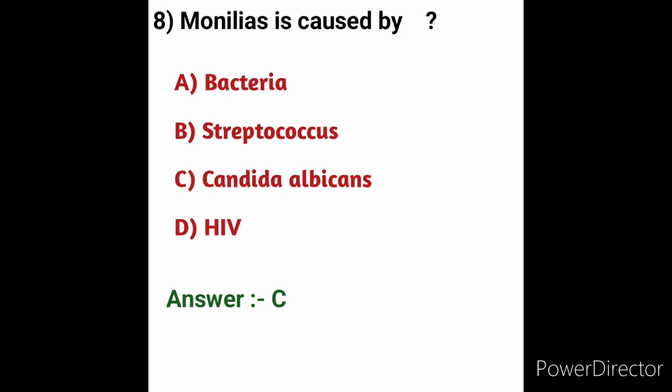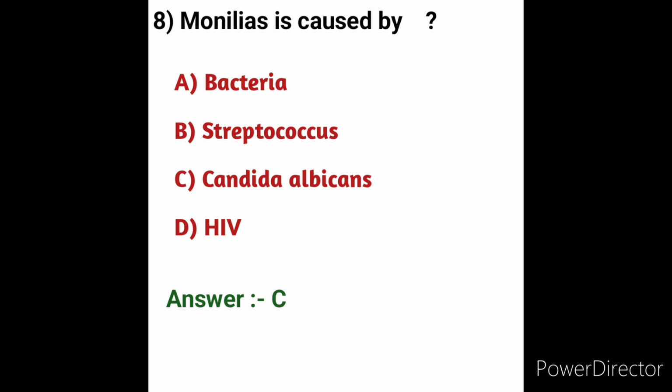Moniliasis is caused by what? We will see the options. Option A, bacteria. Option B, streptococcus. Option C, Candida albicans. Option D, HIV. Candidiasis is also called moniliasis. What is moniliasis? It is also called candidiasis.